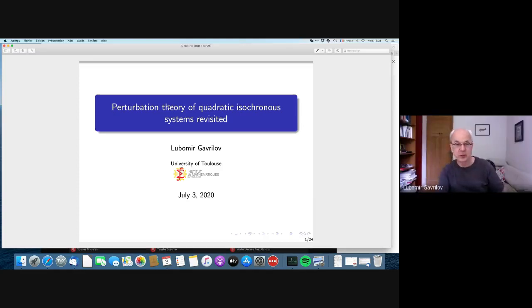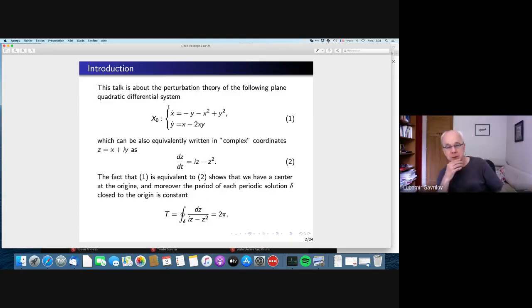Yeah, okay, thank you. So the talk is about, how to say, not a general theory, but the opposite of a general theory. So about a particular case, a particular differential system on the plane. This is the system that you see here in Formula 1, which of course we are not so interested in, but it is rather beautiful.